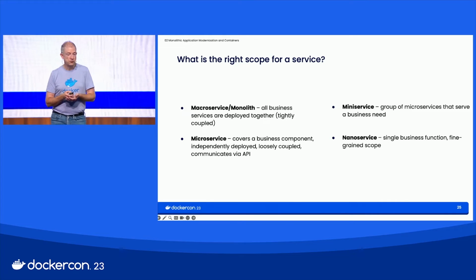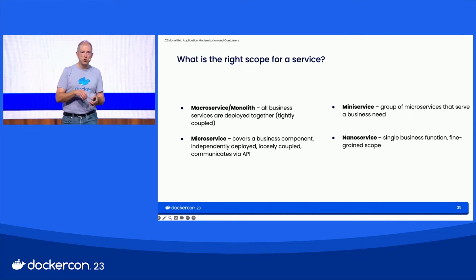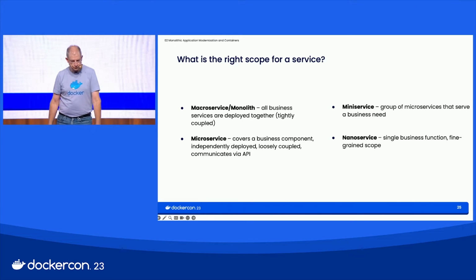But then we have a couple other options. We have mini services. So if we want to group multiple microservices into a business function, perhaps via a process or that kind of thing, that could be known as a mini service. And then nano services. Now we're going to get down to a particular widget or a particular thing on a page where we make it very fine-grained scope and have something that's very small and deployable.